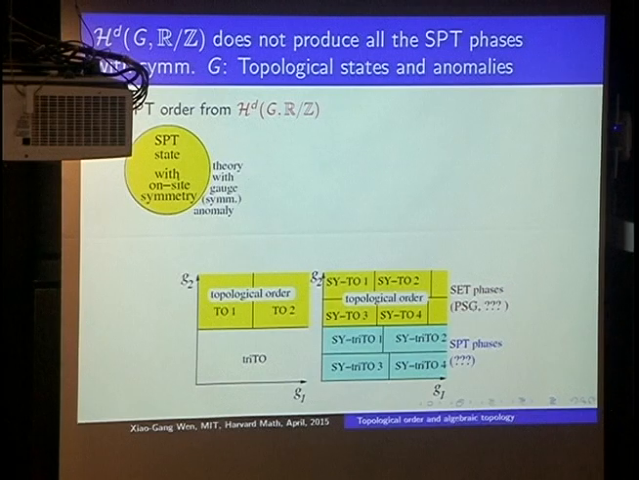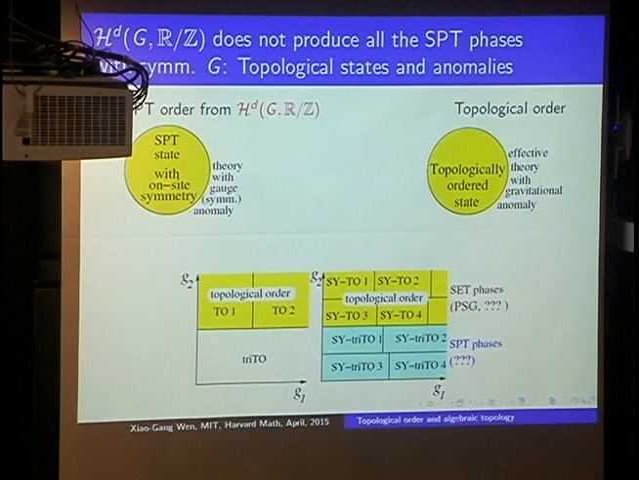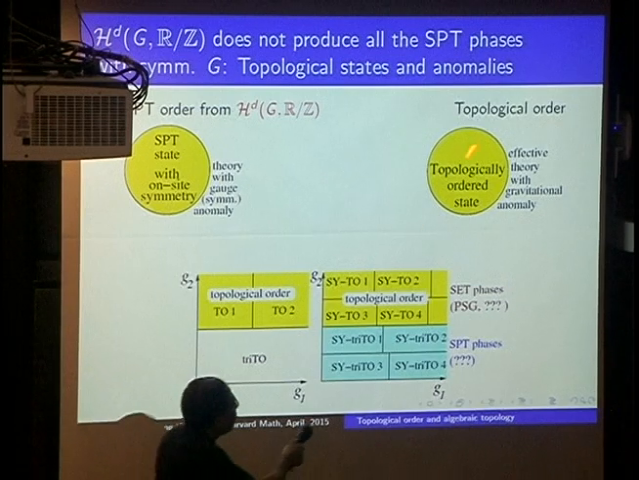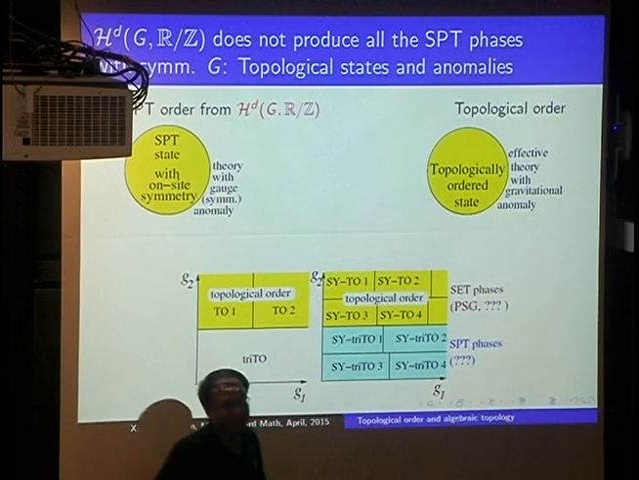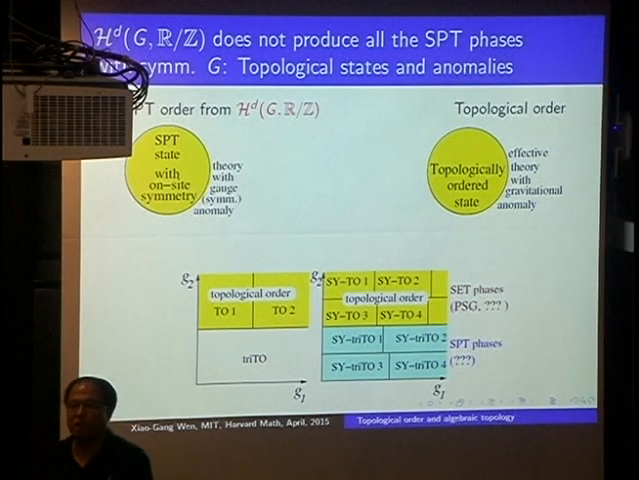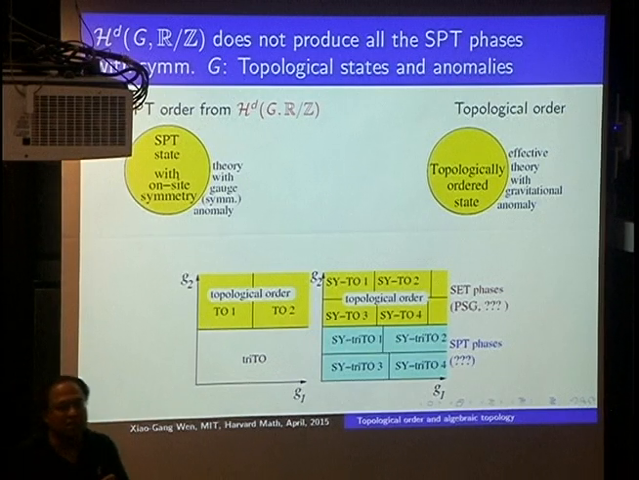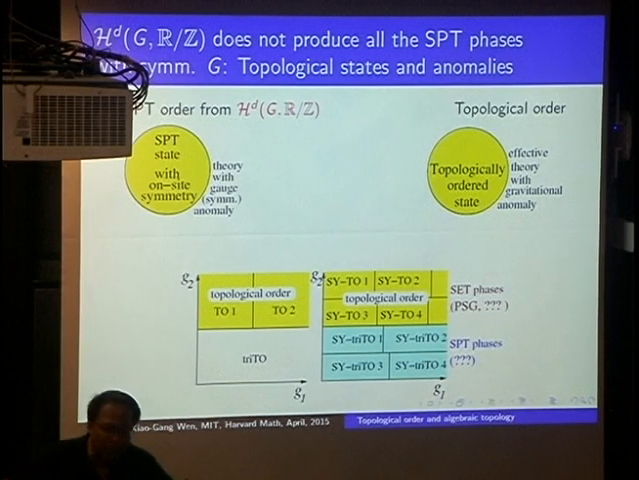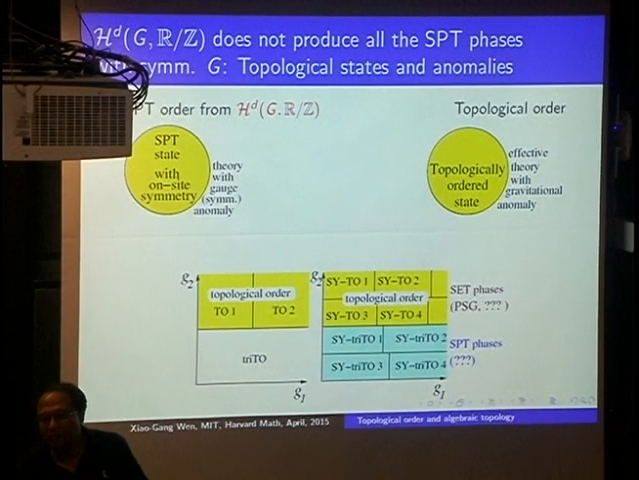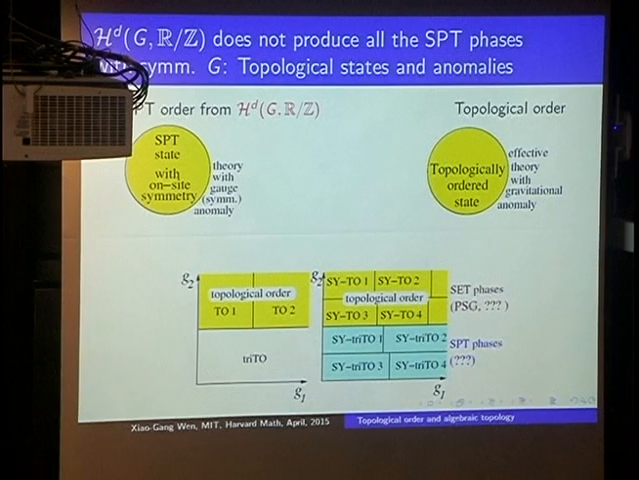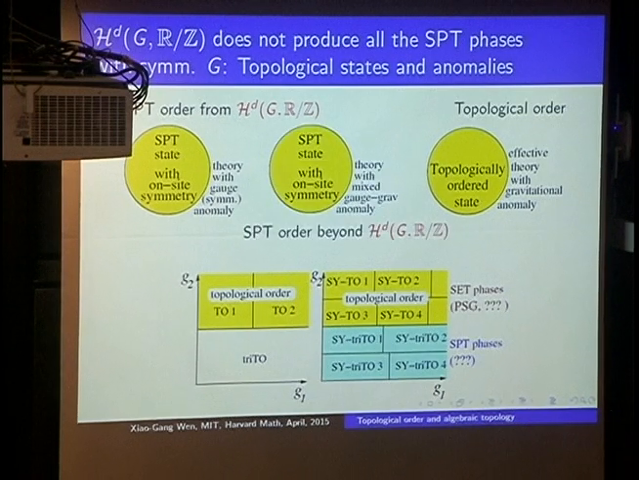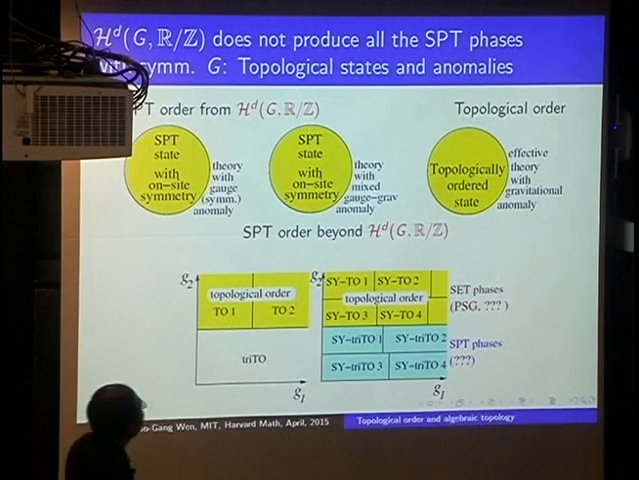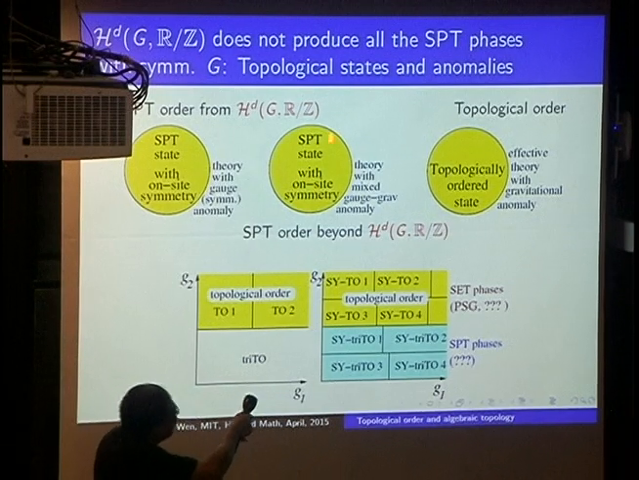But for topological order, we have a similar story. For a bulk topological order, the edge also has anomalies, but this anomaly is a gravitational anomaly. So in a sense, the topological order in the bulk classifies all the gravitational anomalies in one lower dimension on the boundary. But if you combine these two pictures, we are missing something. What we're missing is a mixed anomaly. So there's a new kind of SPT state.